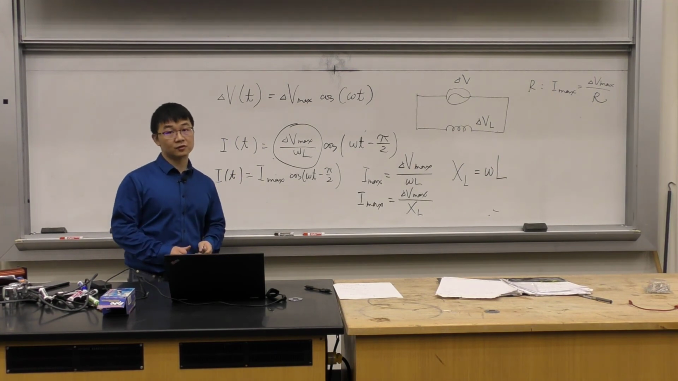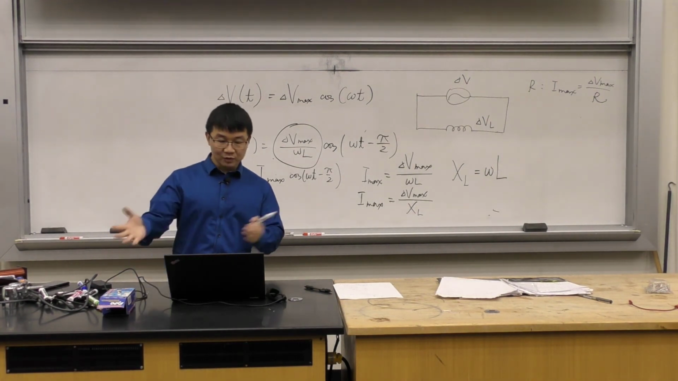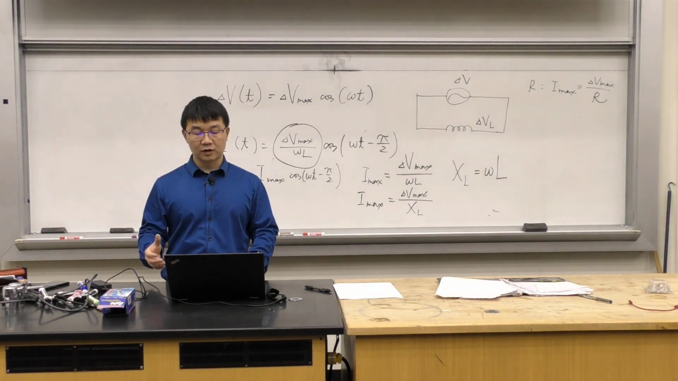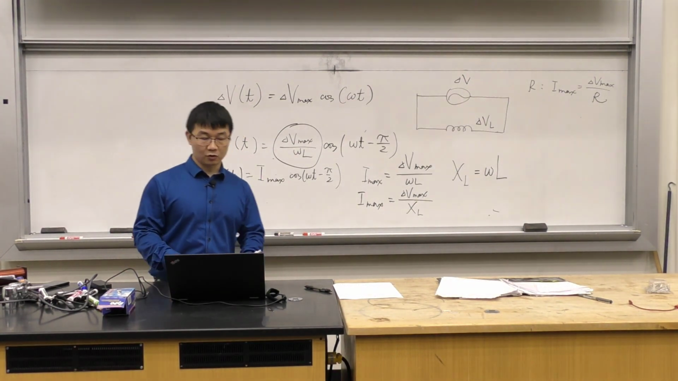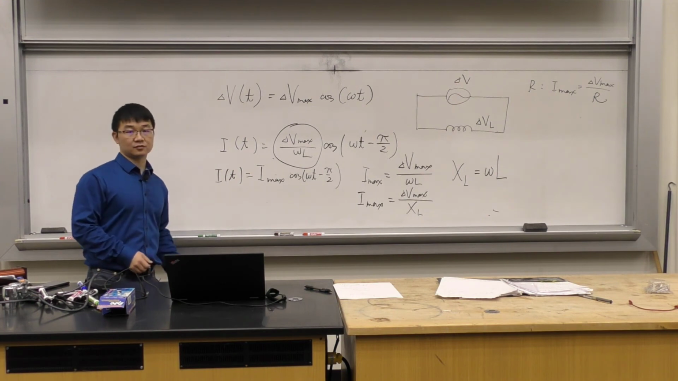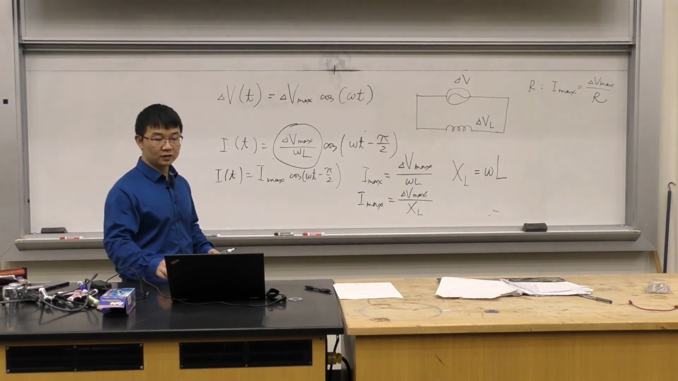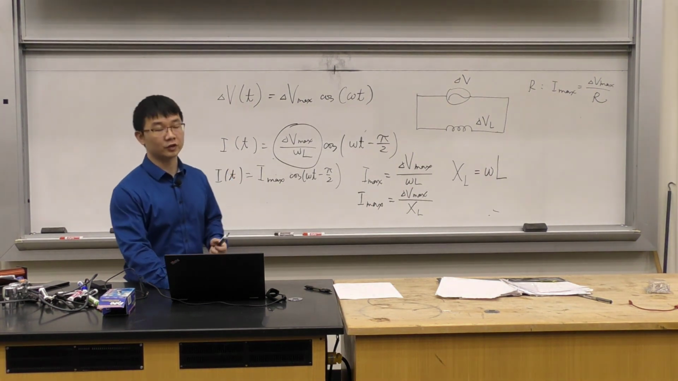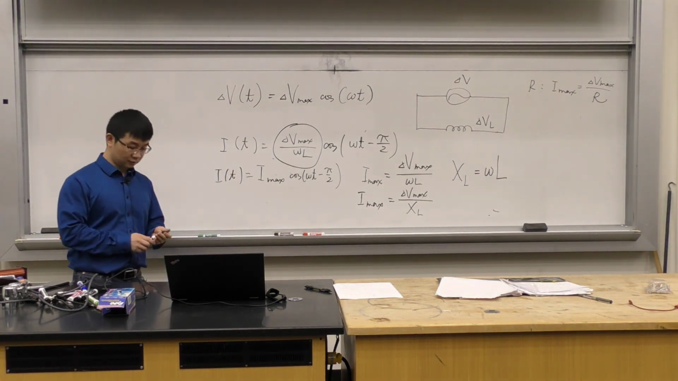So an inductor is very interesting. It's similar to a resistor, but it depends on the angular frequency, and it's always going to change the phase of the current. It makes the current always 90 degrees behind the voltage. Okay? I'm going to stop here.